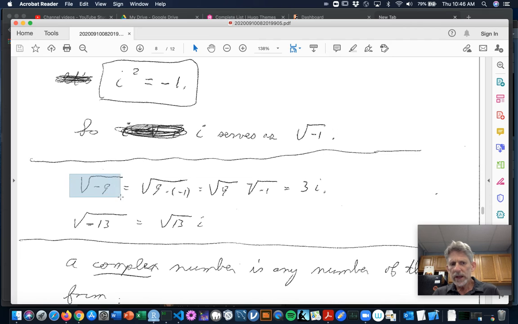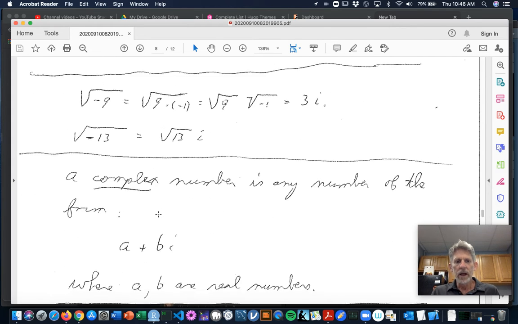And so if you wanted the square root of minus 9, you could write it in terms of i. You could say that's the square root of 9 times minus 1, which is the square root of 9 times the square root of minus 1. So that would be 3, the square root of 9, times i. And the square root of negative 13 would be the root of 13 times i. And this gets you what are called imaginary numbers. So imaginary numbers are a real number times the special number i.